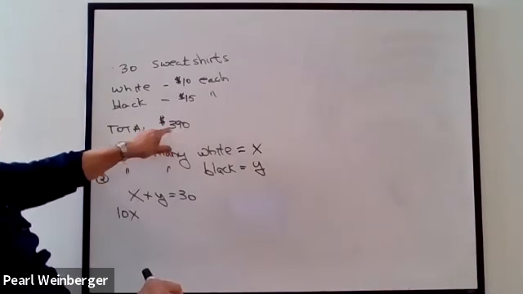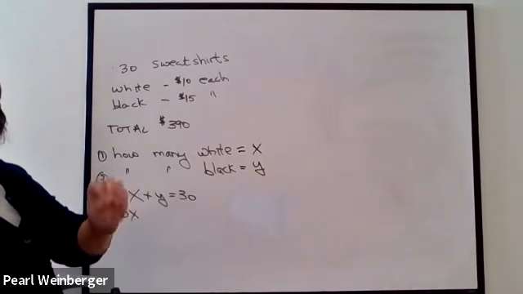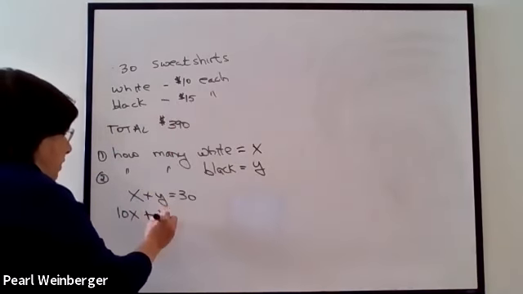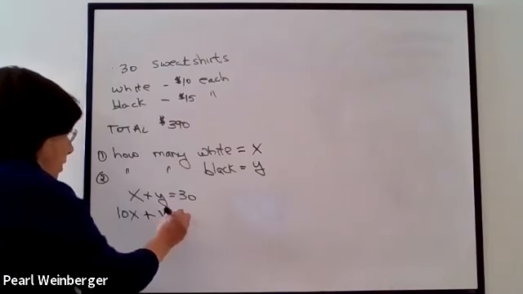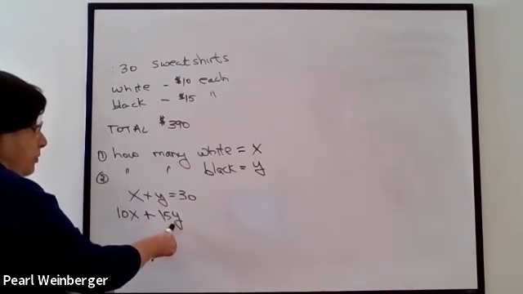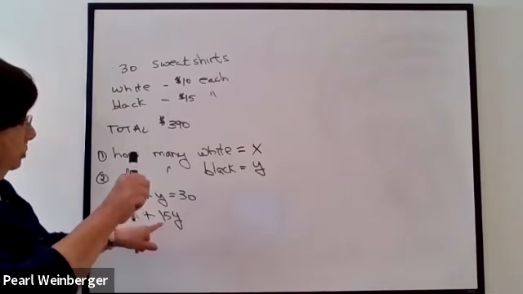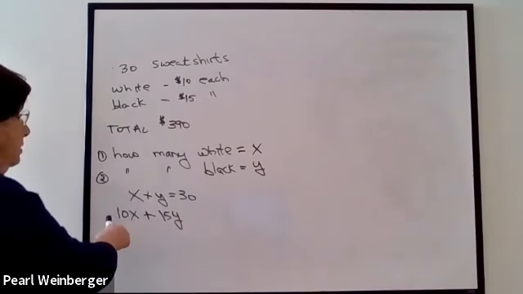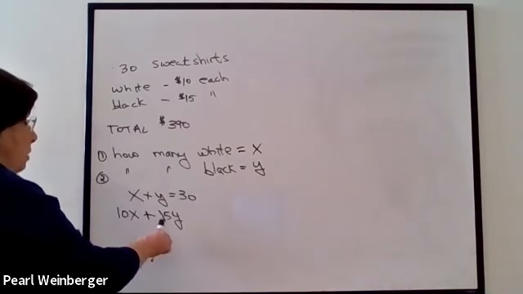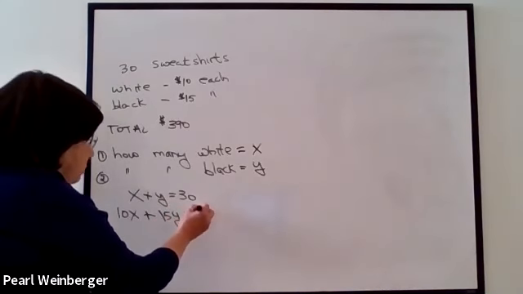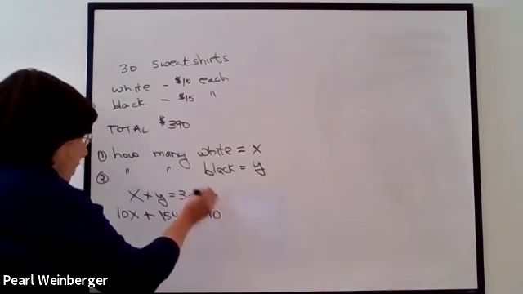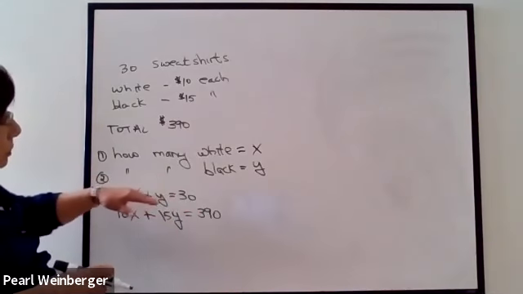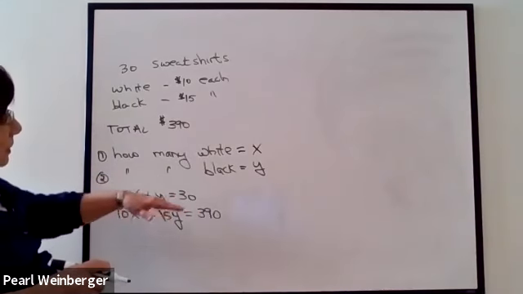Now, this $390 includes the white shirts and the black shirts. So we have to add 15Y, because 15Y is the amount of money he's making from selling black shirts. Each black shirt is $15. He sold Y of them. So my second equation, 10x plus 15y equals 390, is the equation that takes into consideration not only how many were sold, but what the price is.